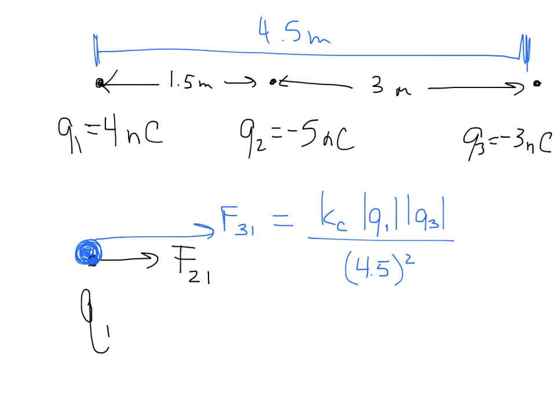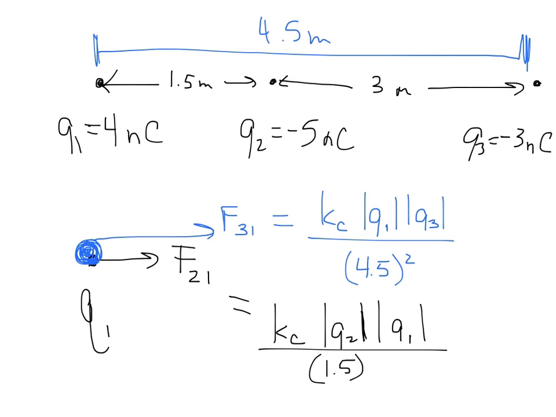How about F21? What's the difference there? F21 will look like k|Q2||Q1| over 1.5 squared. Again, they're separated by 1.5 meters, which is why we use 1.5. And then Q2 Q1, or Q1 Q2, it doesn't matter. Multiplication is commutative. It does not make a difference.